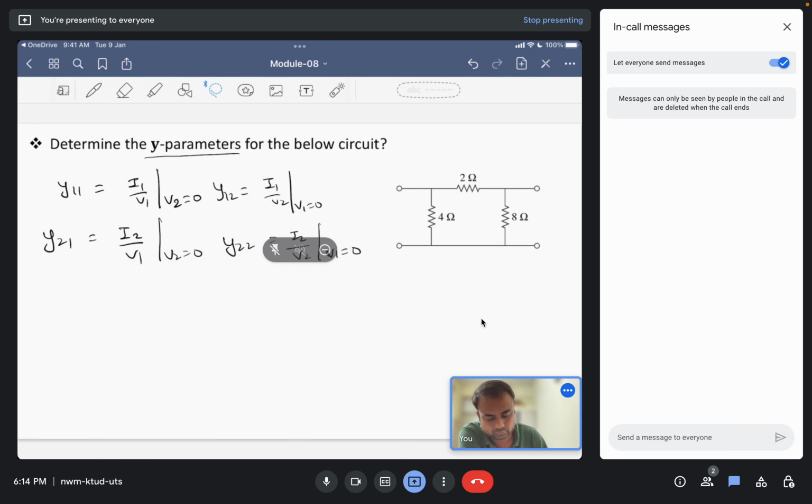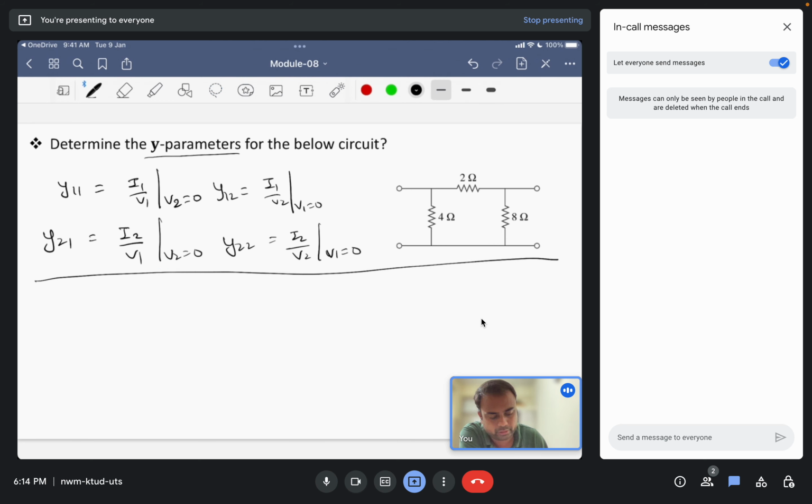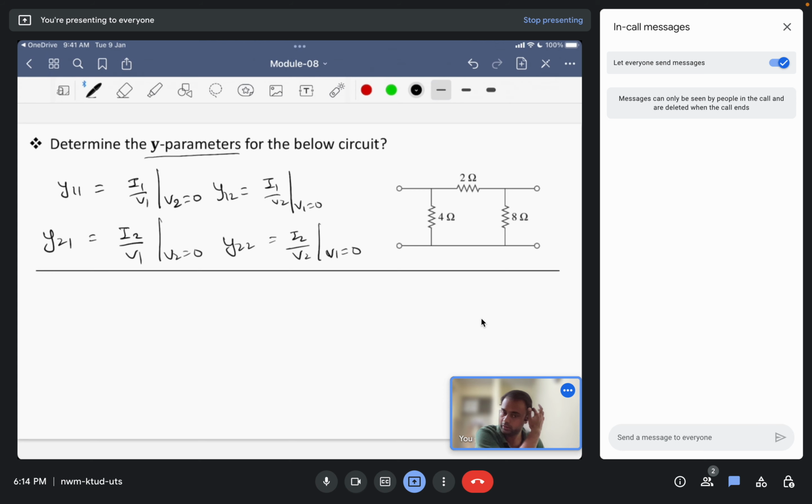So let us, on the basis of these admittance parameters, calculate for the circuit. Let us first calculate Y11. In case of Y11, we have to short circuit V2, so now there is no potential drop across the output terminal. We connect voltage source V1, and the current here is I1. So we have to find I1 by V1. Let us calculate.